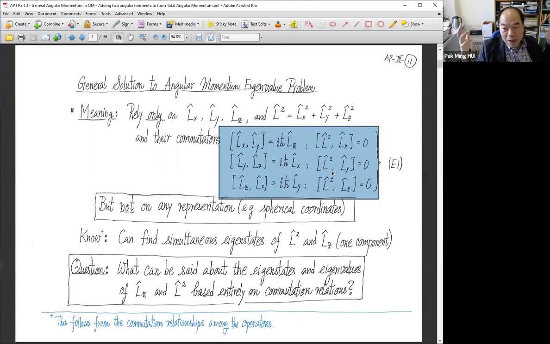There are 10 pages of mathematics in the derivation, but I will first give you the major result. If you don't care about the derivation, fine. You know the result, that is the most important, and then move on. Okay, so that is the plan next Tuesday.